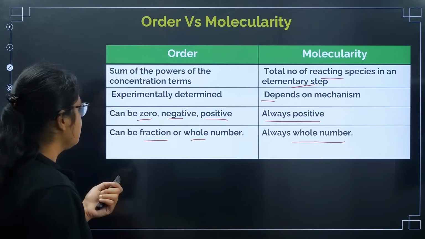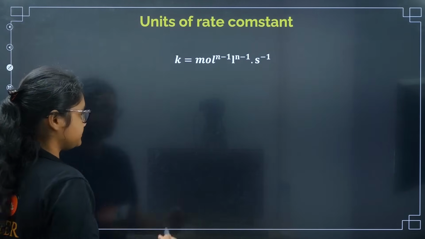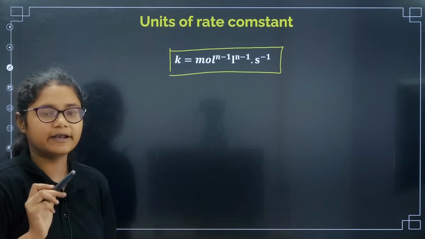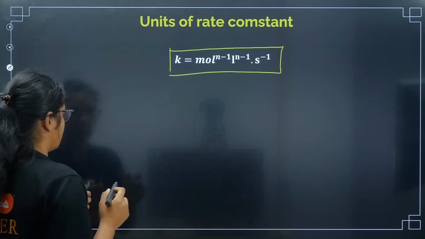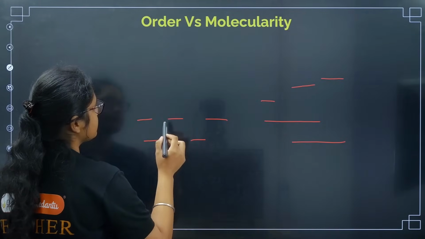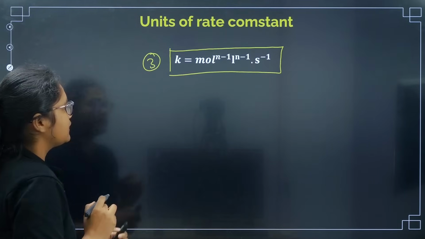Okay. Next thing, this is very important, questions are asked from here. What is the general formula to calculate the unit of rate constant? Rate constant, so this is my third formula. Our second formula is this one, where I wrote this one. Okay, now coming to this one here, third formula.